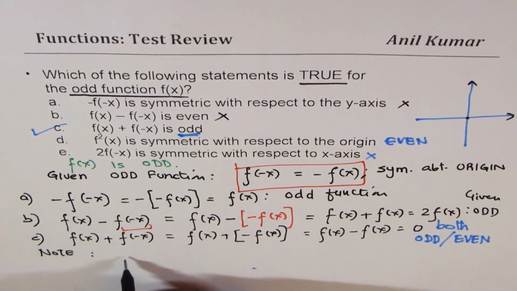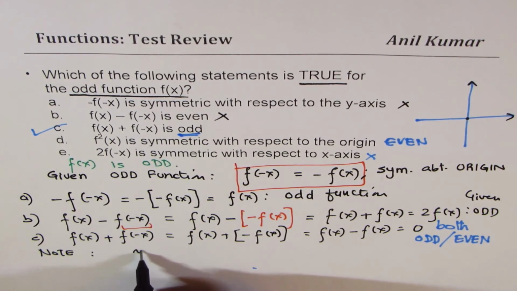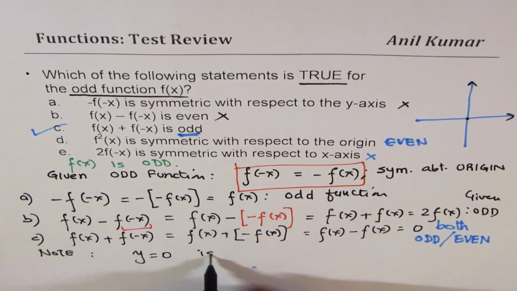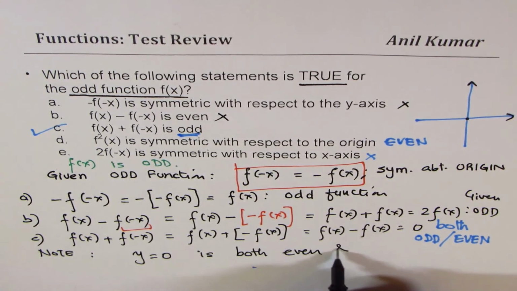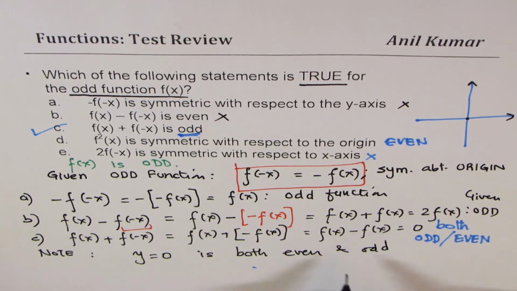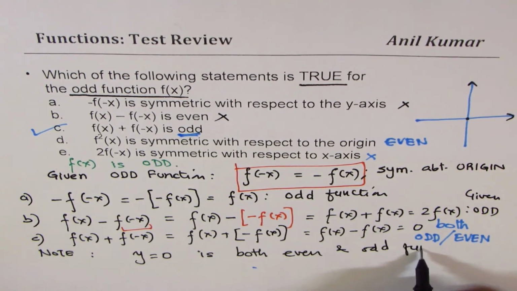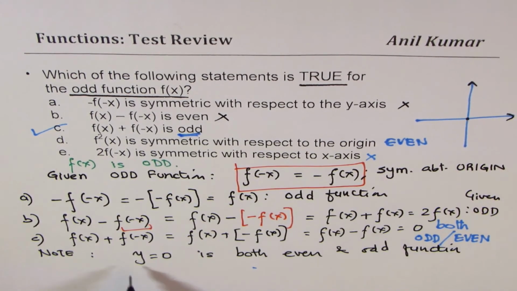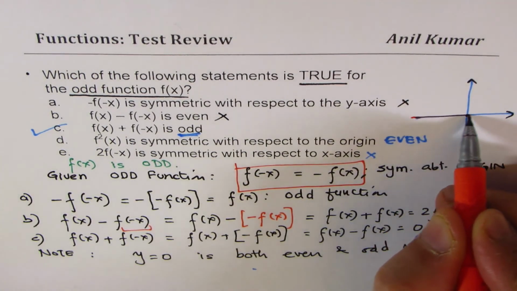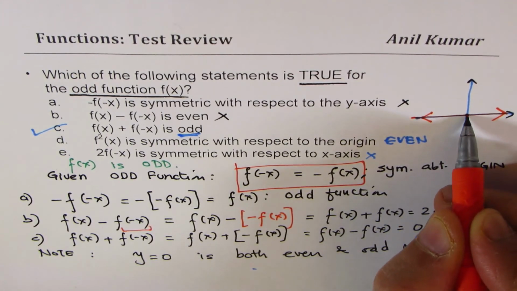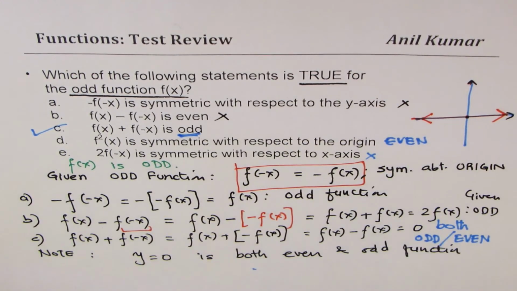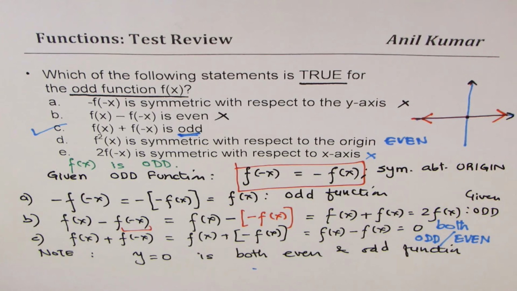You can also say that y equals 0 is both an even and odd function. Do you see that? Both even and odd function. Now, if I say y equals 0, it means what? It means the horizontal axis. As you can see, the horizontal axis is symmetric about the origin as well as the y-axis. Do you get an idea? So that is extremely important to understand.